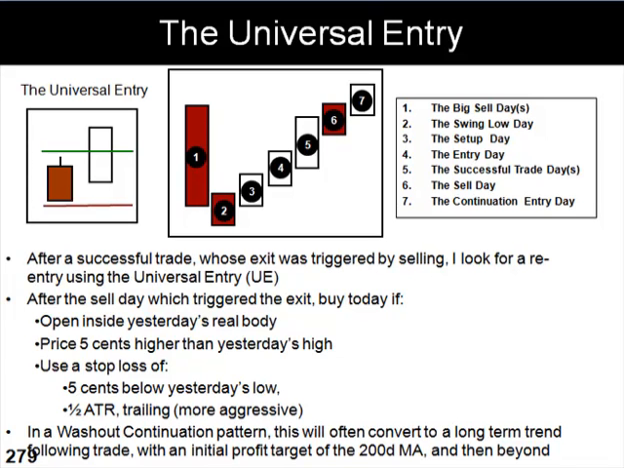The subject of this presentation is the universal entry. And you can see in general the universal entry in this candle formation here. The entry occurs on a white candle at the green line, which takes out the high of the previous candle by either a penny or a nickel, depending on the time frame that we're looking at.